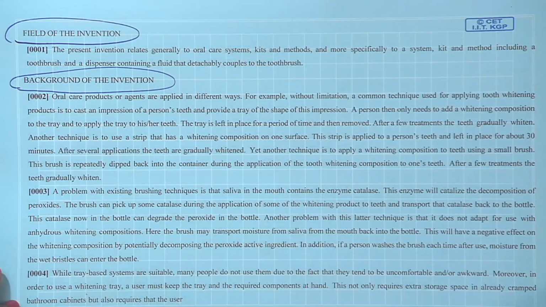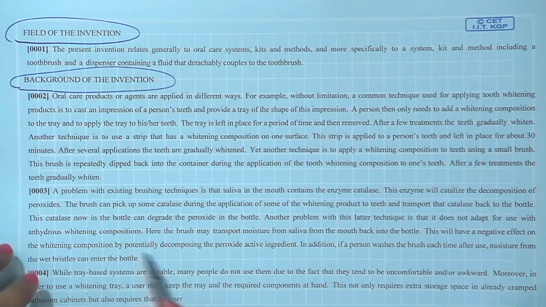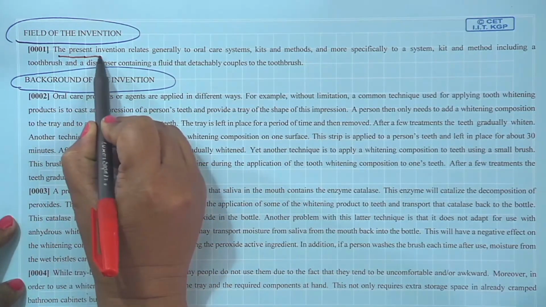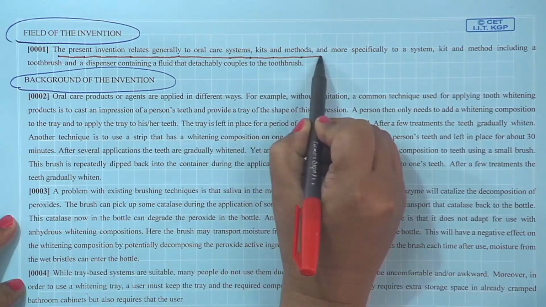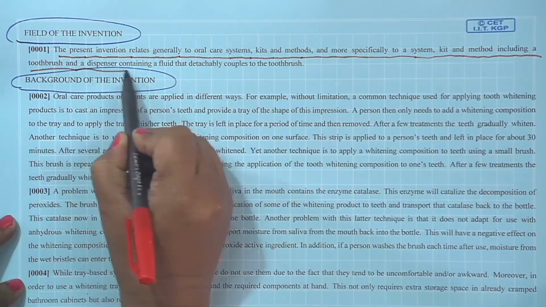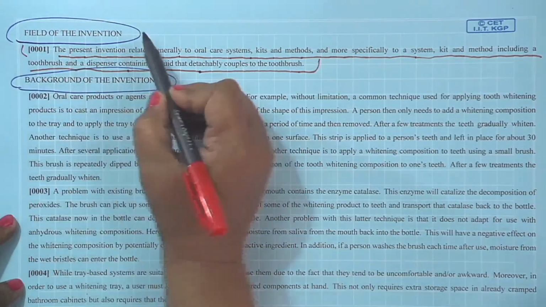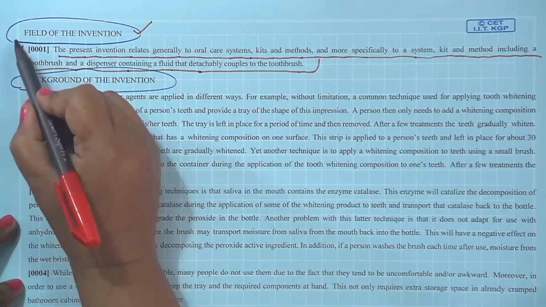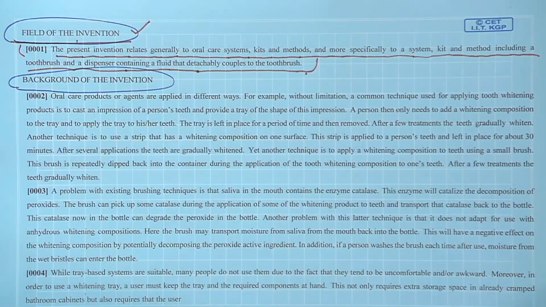Okay. So, now you can check here this field of the invention. This was the first page, whatever we have seen just now. Now, just check the next page, there is a field of invention. Now, see here what is written. The present invention relates generally to all oral care systems, kits and methods, and more specifically to a system, kits and methods including a toothbrush and a dispenser containing a fluid that detachably couples to the toothbrush. So, this is what the field of invention is, and the information related to the field of invention is given below.